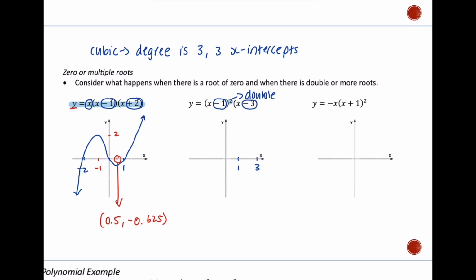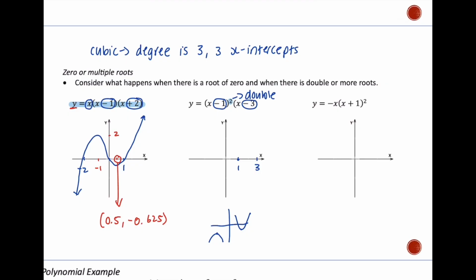Now a double root actually looks similar to a quadratic, where the highest power is 2. Notice that when I have a quadratic, I have a U shape and I have a vertex. So that double root is actually going to reflect that. I'm actually going to have a vertex at that particular intercept.